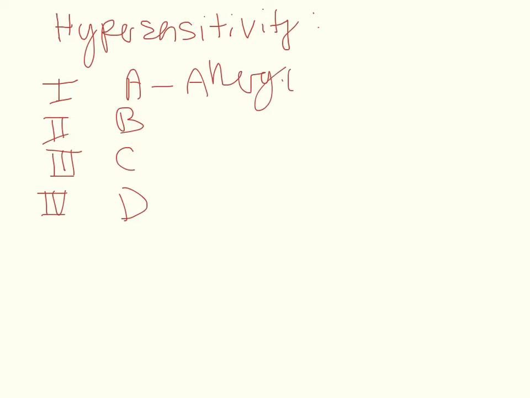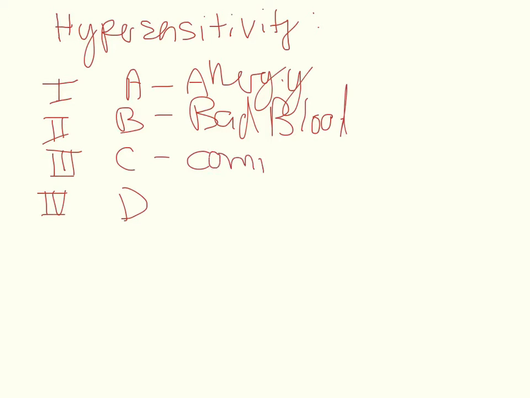So you remember that we have 4 basic types of hypersensitivity. There's going to be type 1, 2, 3, and 4. The HELP Hippo gives a useful mnemonic to help you to remember these. You just do A, B, C, and D. A is allergy. B is bad blood. I'll explain this. C is going to be complex, as in immune complexes, and D is going to be delayed.